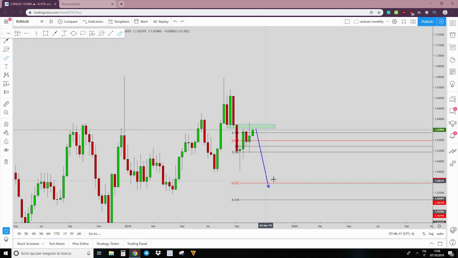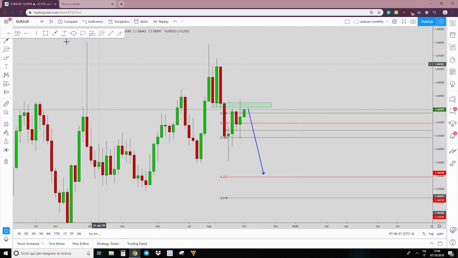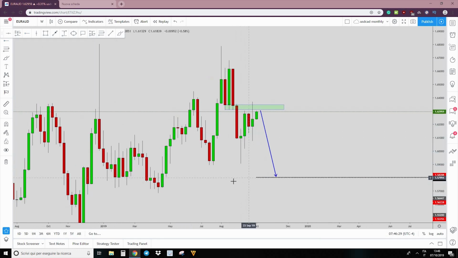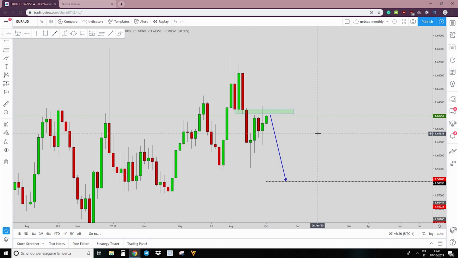So by doing this, you get the first target, that is the minus 0.272. So your first take profit on this impulse to the downside will be just above the minus 0.272, or like I like to call it, the minus 27. So this will be your first target for the pair according to the monthly and weekly time frame, especially this weekly retracement, because if you want information on the impulse, you need to take your Fibonacci on the retracement.